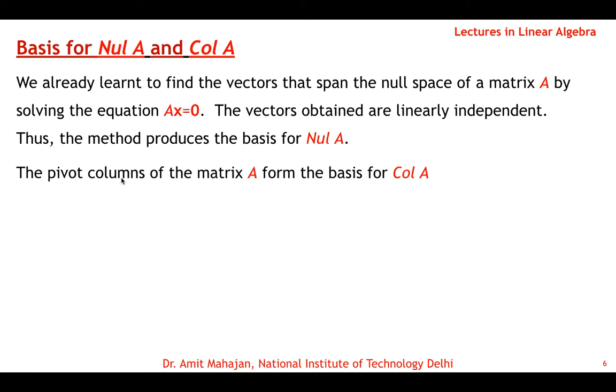Okay, so the pivot columns of the matrix A form the basis for the column space of A. So if you have to find a basis of the column space of A from the matrix A, you just need to find out which columns of A are pivot columns, and then those columns will become the basis. It is important to note here that we are talking about columns of A.